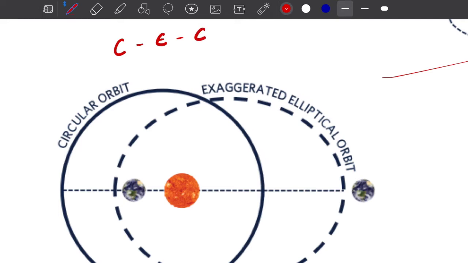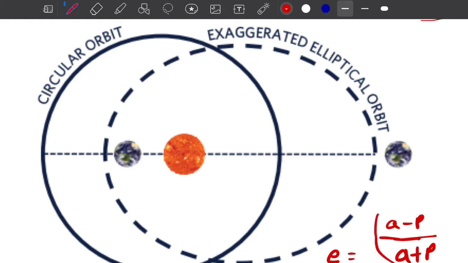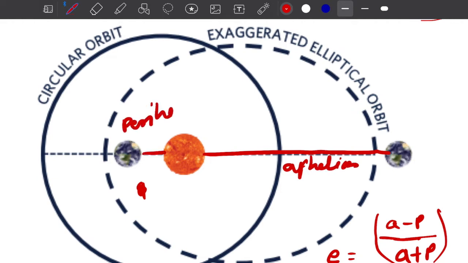Now, how to find eccentricity? They may ask some numericals based on this. So eccentricity, denoted by small e, is equal to (a minus p) divided by (a plus p). Okay, this is the formula. What is a? a is the aphelion, the farthest point, and p is the perihelion, the closest point.